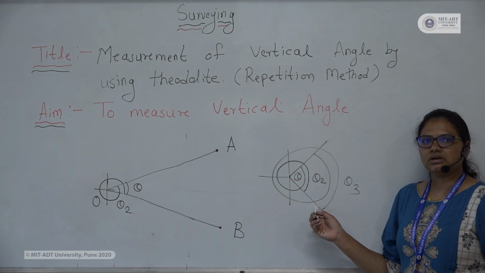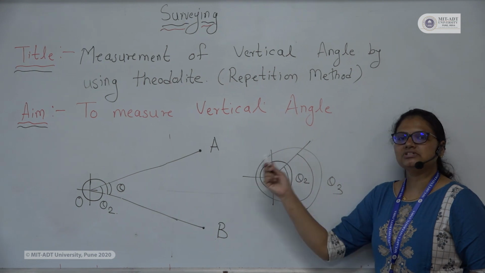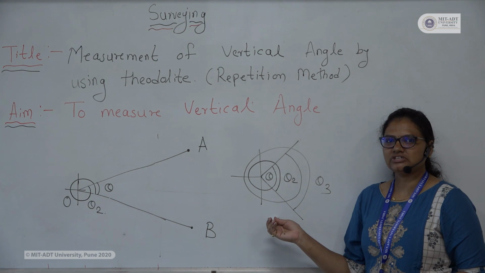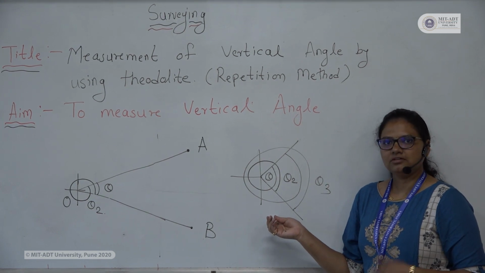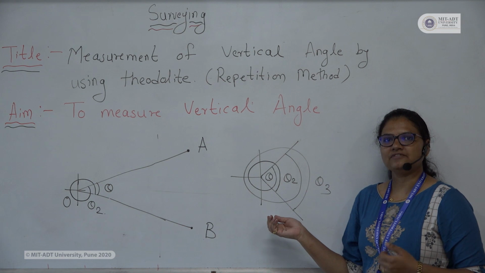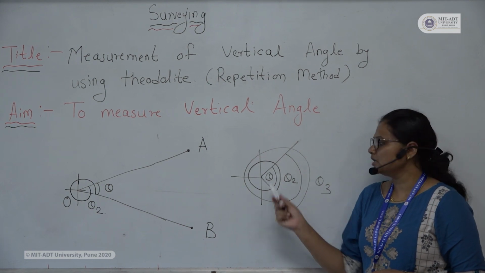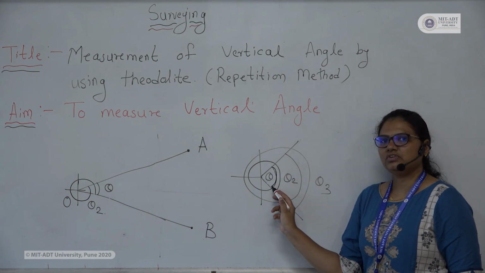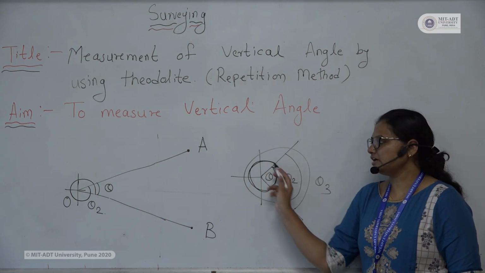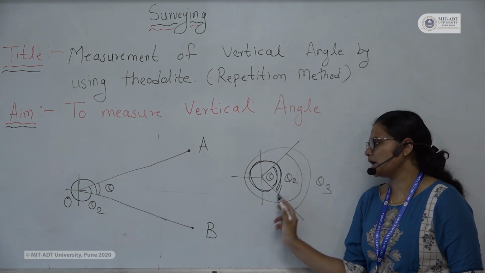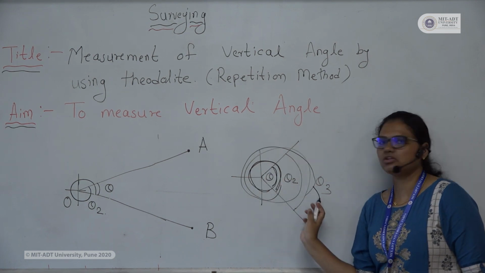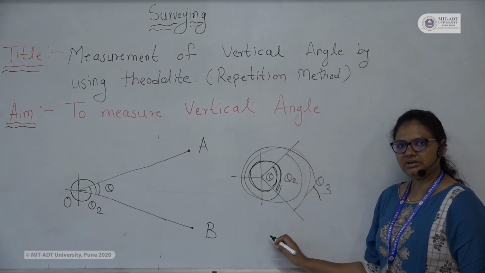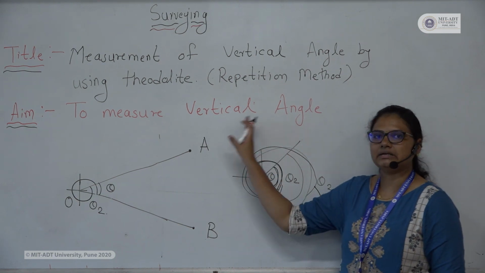So in the repetition method, what happens? We will repeat the measurement of the angle in clockwise direction. So in this one we have to measure the angle in clockwise direction with the face left condition of the theodolite and with the face right condition of the theodolite. Once you have started from this point, the angle theta is measured between these two points. Then again we take the readings, that is theta 2. Again we rotate and take the observation, that is theta 3. So this is the method of repetition which is used for measurement of vertical angle.